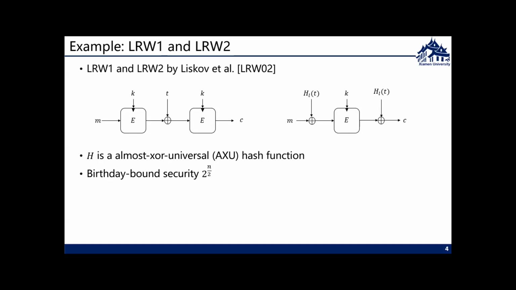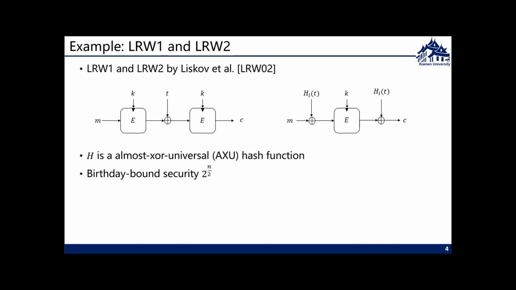The first one is called LRW1. It is simply the concatenation of two block ciphers, injecting the tweak in the middle of the two block ciphers. So if we change the tweak, we change the overall construction of the tweakable block cipher. The second one is LRW2. These two were proposed in the same paper at CRYPTO 2002.